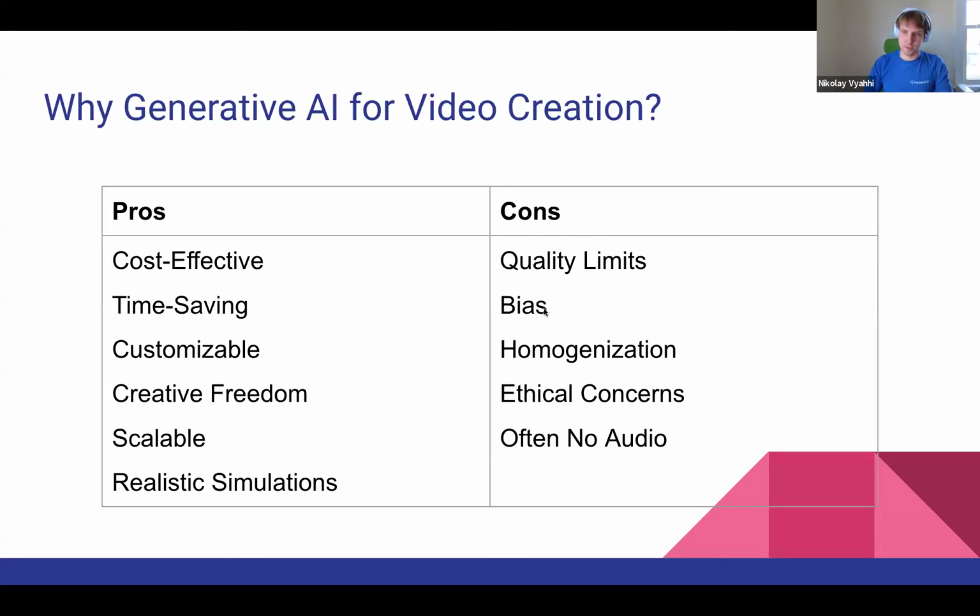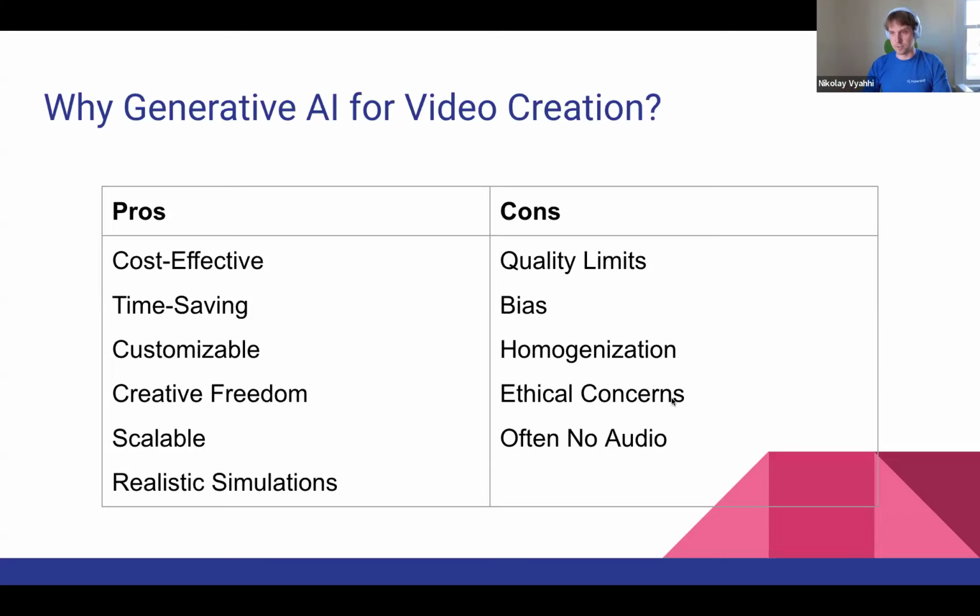There are some biases, and I will show you a few biases. And homogenization is a similar issue to biases. Because these models were trained on human data, and human-like data are homogenized, like average, it's easy to produce some average video about what already exists in this world, and it's hard to produce something really new and outstanding.